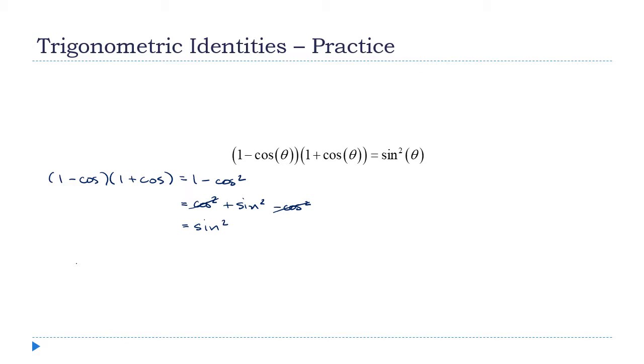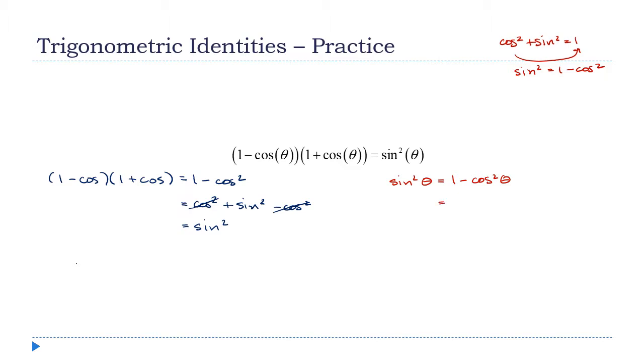Right, now let's try this the other way. Let's try looking at that sine squared theta. Sine squared theta is 1 minus cosine squared theta, right? That's the Pythagorean identity. The Pythagorean identity is cosine squared plus sine squared equals 1, but if you subtract cosine squared from both sides, you get sine squared equals 1 minus cosine squared, which is what I did right here.